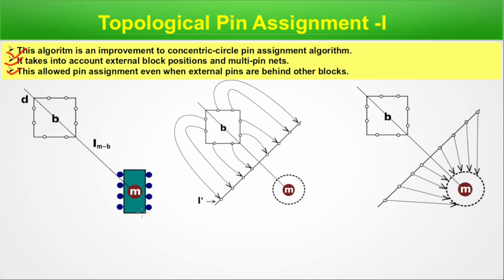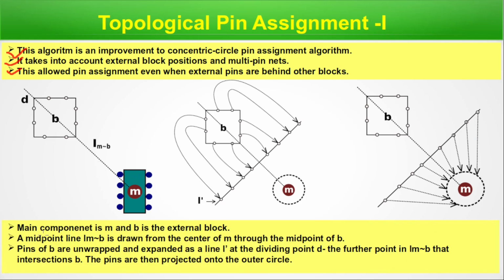So this is the inner circle or the inner block. Main component is M and B is the external block. This is the main internal block and this is the external block. A midpoint line LMB is drawn from the center of M through the midpoint of B. This is the center of M and this is the midpoint of B. We are drawing a straight line like that. Another line we draw, this one, in between B and M so that it intersects the LMB. Pins of B are unwrapped and expanded as line L dash at the dividing point D, the further point in the LMB that intersects B.